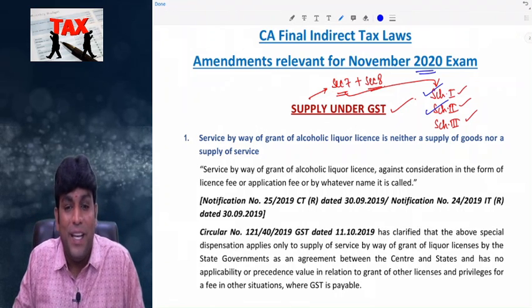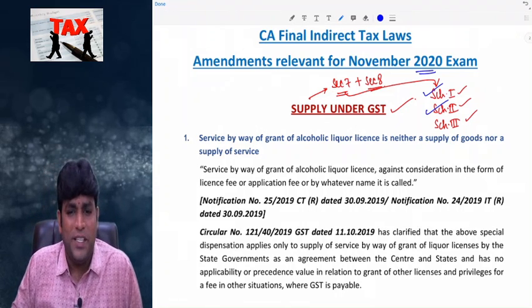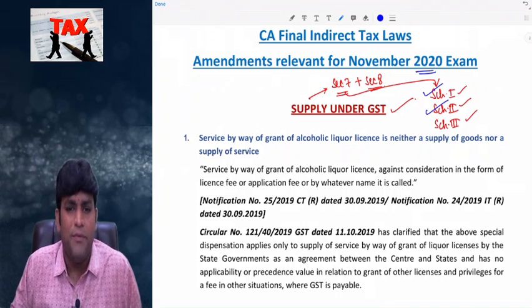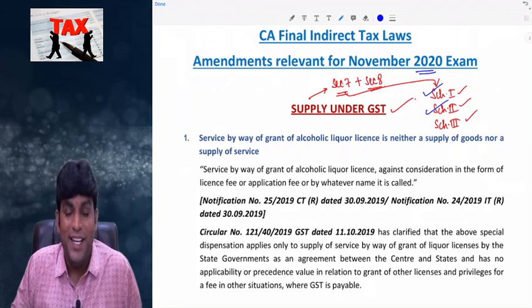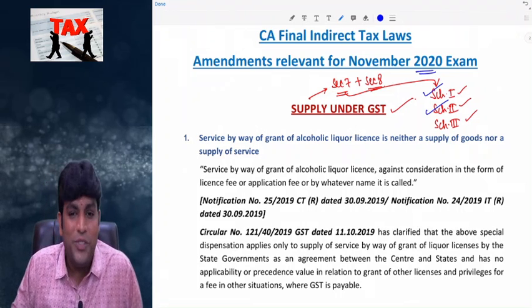A classic example is hire purchase. Hire purchase is one such system where ownership will pass only on payment of the last installment. Still, it is regarded as supply of goods.